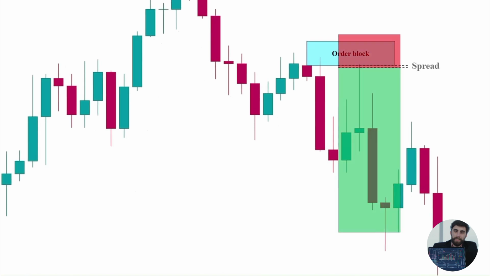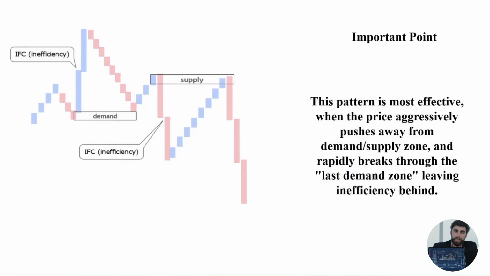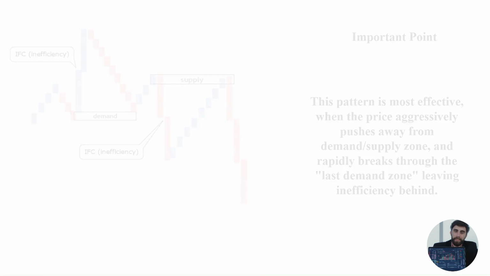We place our order a spread size below the order block zone with our stop loss a couple of pips above, and we will target the next demand zone in the higher time frame. But remember, this pattern is most effective when the price aggressively pushes away from demand and supply zones and rapidly breaks through the last demand zone, leaving inefficiency behind. So let's move on to the next setup.